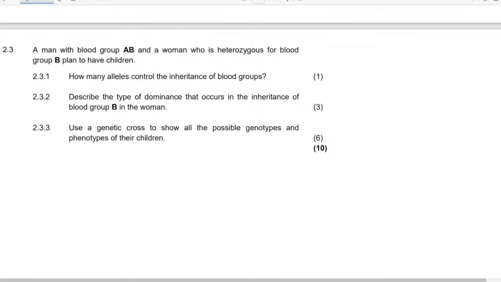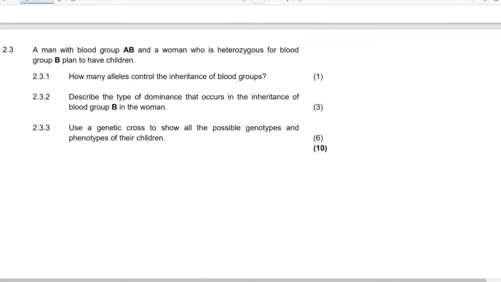The reason why I put this question is because people have challenges with blood group. Okay, a man with blood group AB, and a lady who is heterozygous for blood group B plan to have children. How many alleles control blood groups?